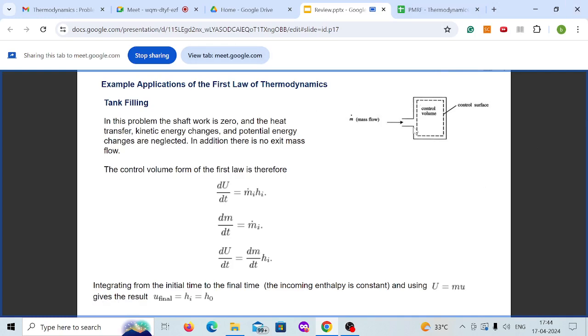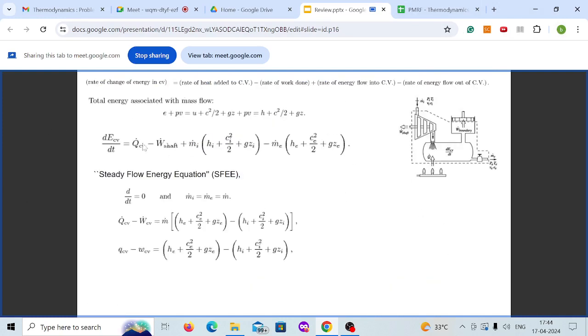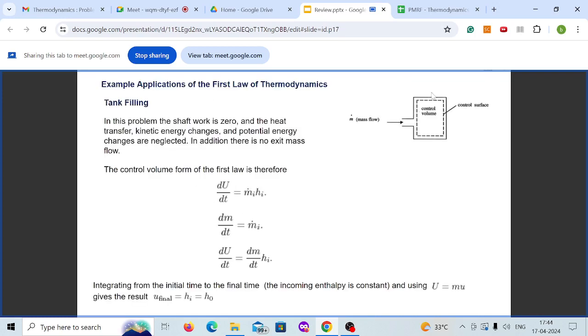So in this problem, this is my control volume. There is some amount of mass which is coming in. I am filling this tank with some gas or fluid, so that m dot mass is coming in, and my tank is my control volume. If I apply an energy balance, going back to the previous expression, ECV becomes UCV, as I am neglecting kinetic energy and potential energy. So dUCV by dt. Across the tank I am not getting any work, I am not getting any heat transfer, and there is no exit mass. There is only mass which is entering.